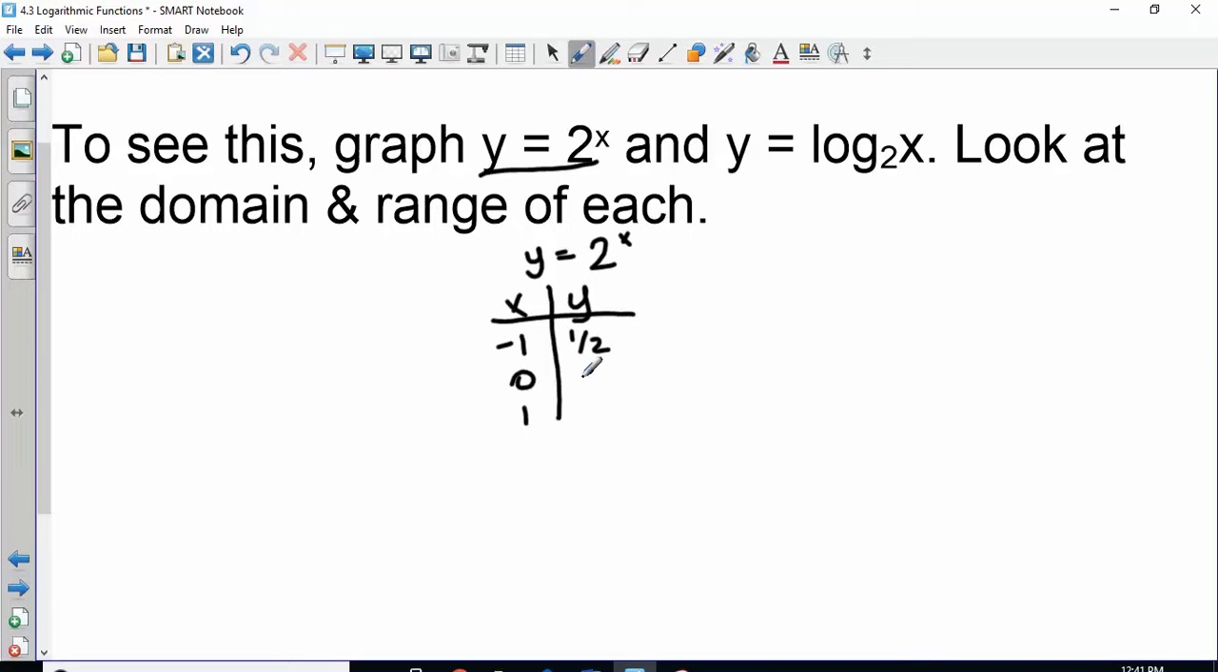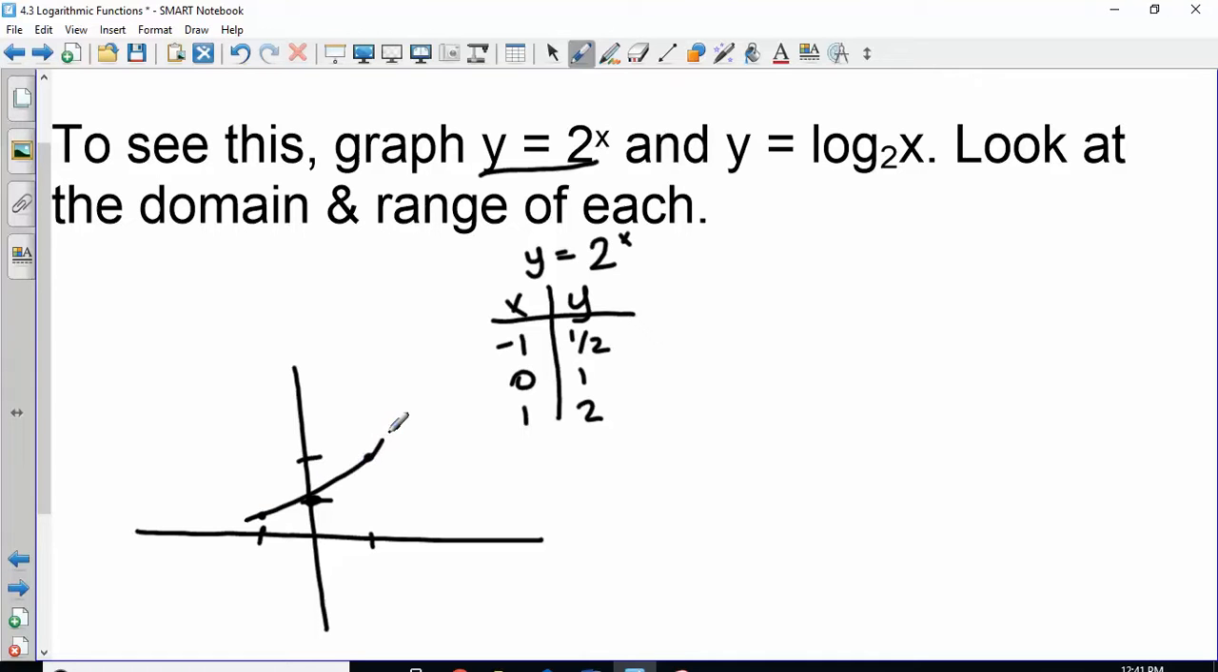Okay, so 2 to the -1 is 1/2, 2 to the 0 is 1, and 2 to the 1st is 2. Remember, these always had a horizontal asymptote at 0, because you'll never do 2 to a power and get 0 for your answer. So that is our graph of 2 to the x.